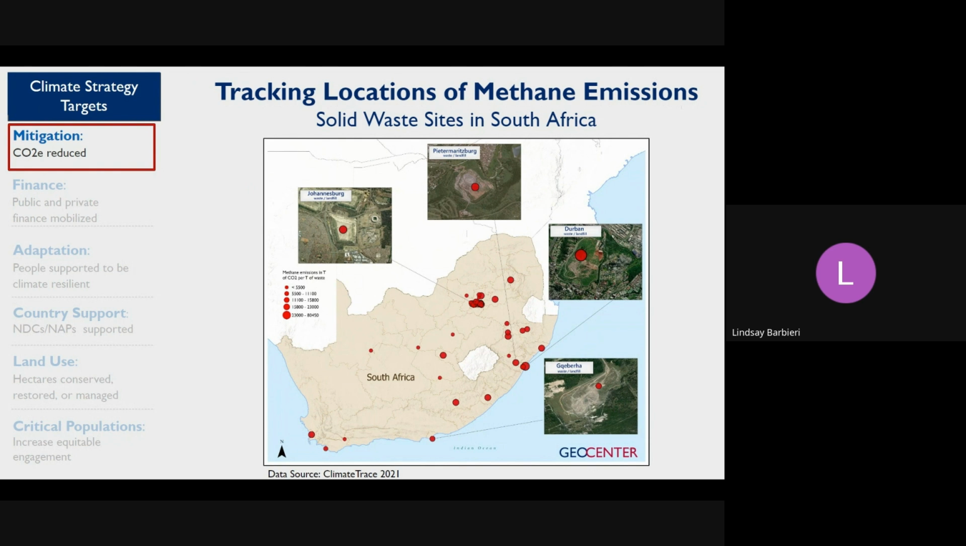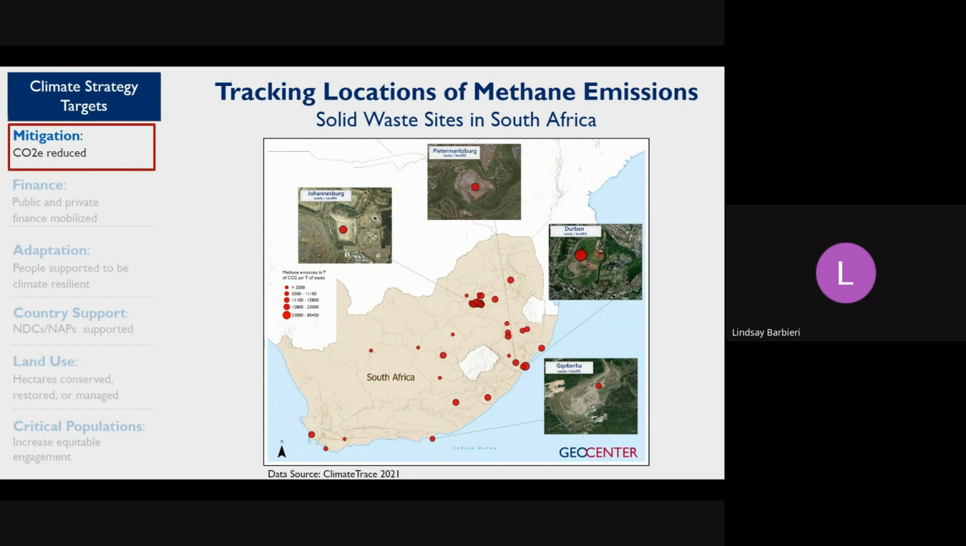This is an example of an open source data set from Climate Trace showing the locations and the emissions amounts of methane emissions from solid waste sites. This, for example, is from solid waste sites in South Africa. With this information, we might be able to help target some of these areas that might be really important for prioritizing in terms of helping to reduce the methane emissions coming from specific solid waste sites.